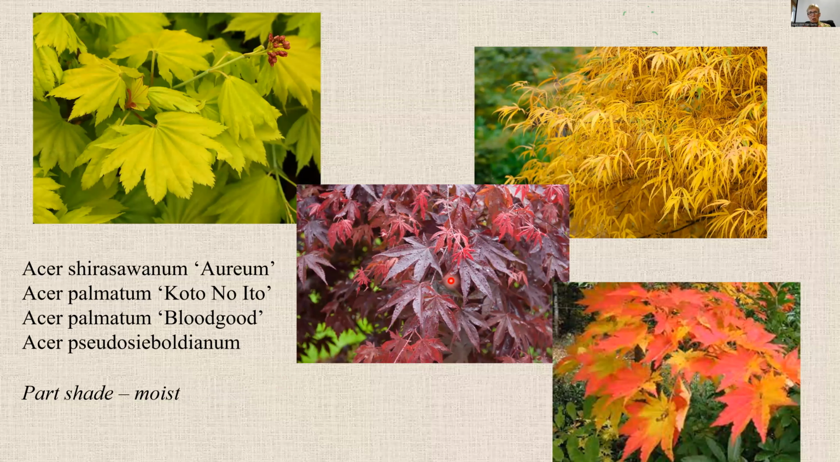And Japanese maple are a great understory tree shrub for your shade garden, and they can add a punch of color. Aureum or full moon Japanese maple. Koto no Ito is the harp string Japanese maple. Bloodgood is probably the hardiest.